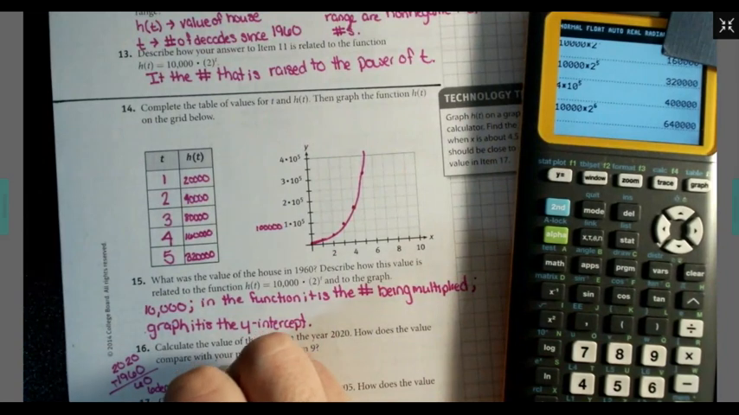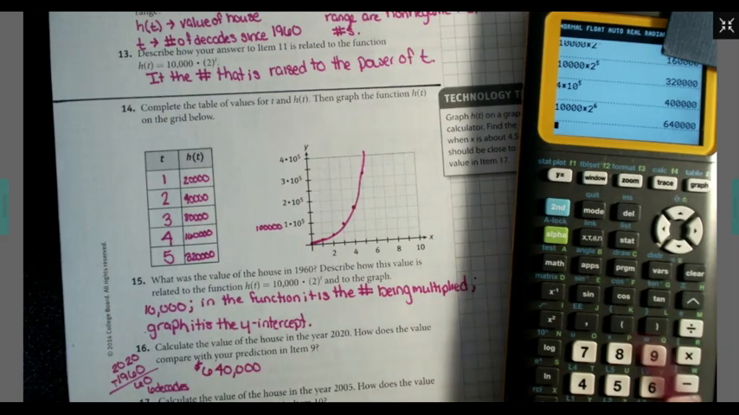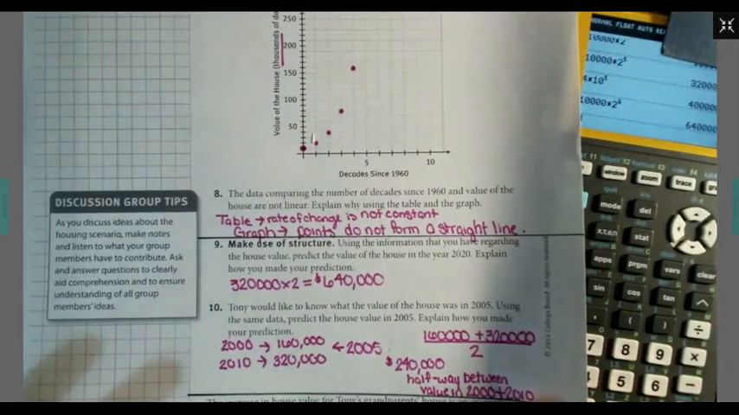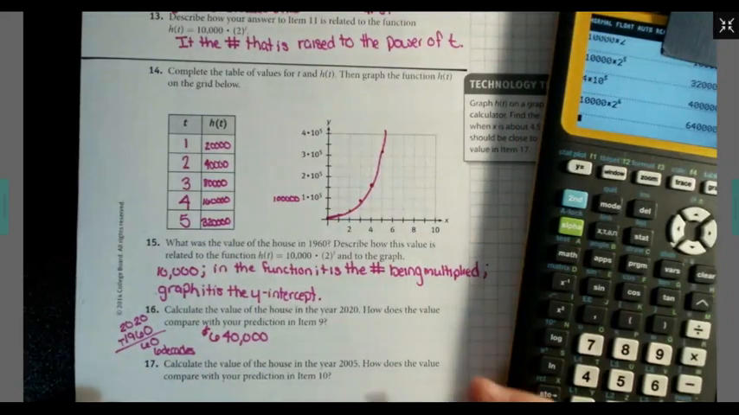And we have calculated that it is going to be $640,000. How does this compare to the answer that I wrote in number 9? It's the same.